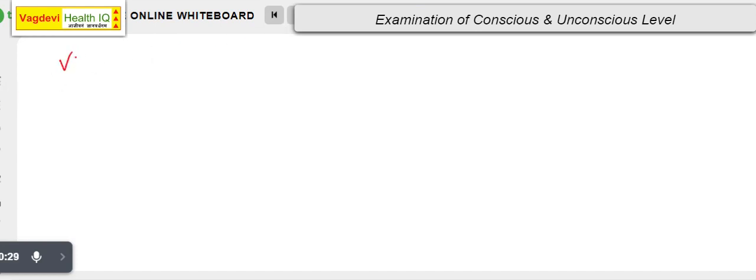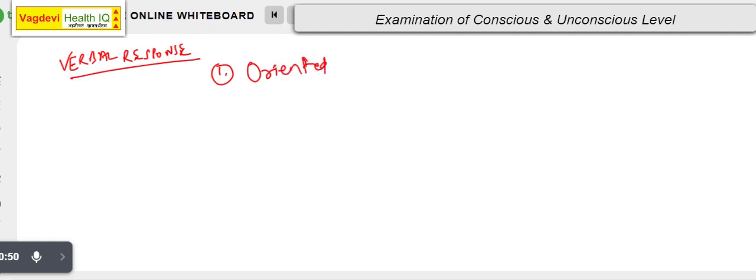The next component is verbal response. How does the verbal response go? Verbal response can go in five ways. First we will talk about oriented. Oriented. The patient usually knows what the time is, what the place is, where the hospital is, everything. Knowing time, place, date. Almost completely oriented.